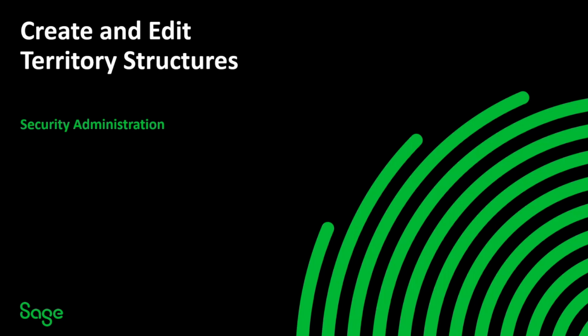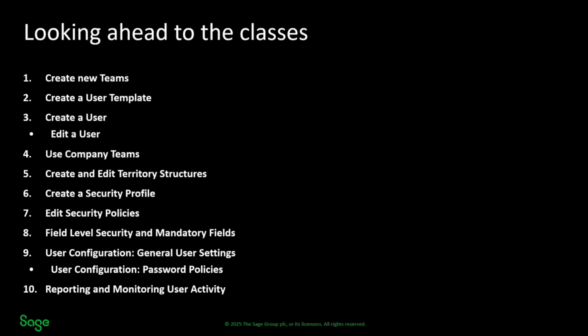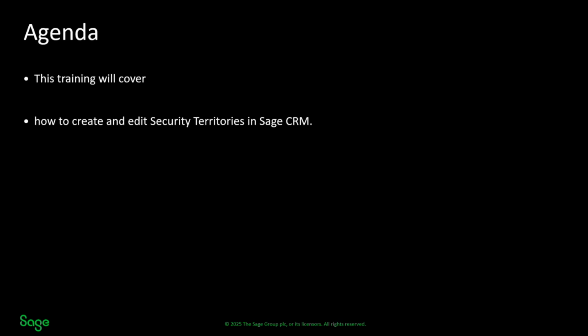This is part of the security administration training, a new cycle or series of training events that are taking us through the concepts of security administration within Sage CRM. Today's lesson is looking at the idea of creating and editing security structures inside Sage CRM.